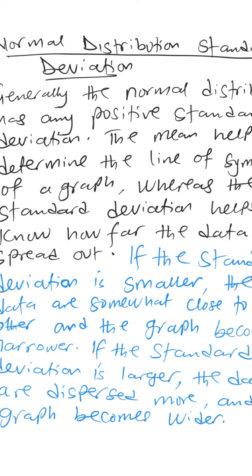If the standard deviation is smaller, the data are somewhat close to each other and the graph becomes narrower. So a small standard deviation means that the curve will be very narrow. We are going to talk about the bell-shaped nature of the curve and we see how it gets narrow when the standard deviation is small. If the standard deviation is larger, the data are dispersed more and the graph becomes wider. So how wide or how narrow the graph is determined by the standard deviation.